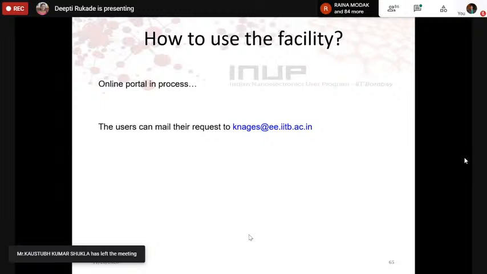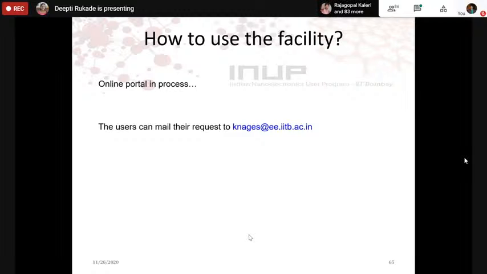So what are the things that I would like to tell? If you want to use the facility, what are the things that you need to specifically mention? If you need to use only the characterization tools, you just need to tell what is your sample, what are the number of samples, that's it. And which tool you need.